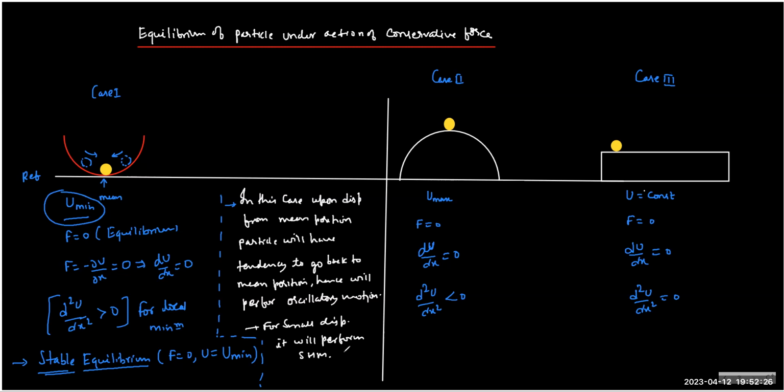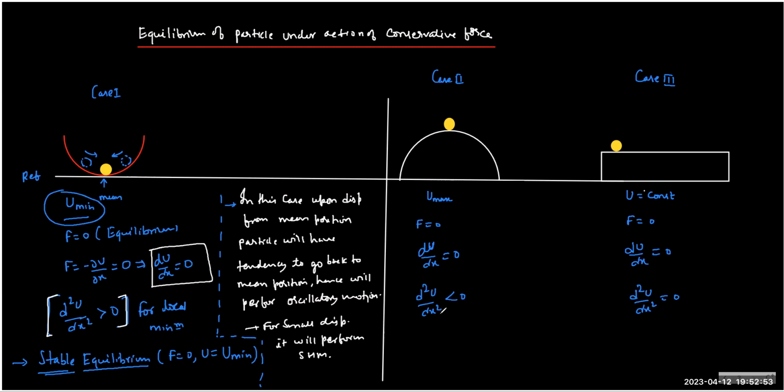I hope this is clear. Tell me, everyone. Yes. Okay. So in the first case, the things to remember for stable equilibrium are two conditions: that dU by dx is zero, and the second derivative is positive. And the chance of a system is only possible in this case.